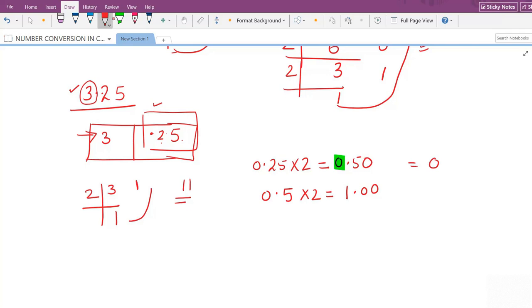1.00. Now what will we do? We will pick 1. So why am I telling you this? This is the way how we do it. Alright, so just keep in your mind how you have to do it.